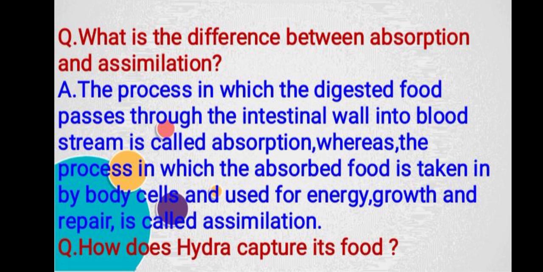The very first question is, what is the difference between absorption and assimilation? You can write answer like this. The process in which the digested food passes through the intestinal wall into bloodstream is called absorption, whereas the process in which the absorbed food is taken in by body cells and used for energy, growth and repair is called assimilation.